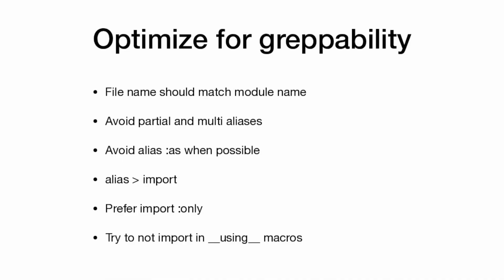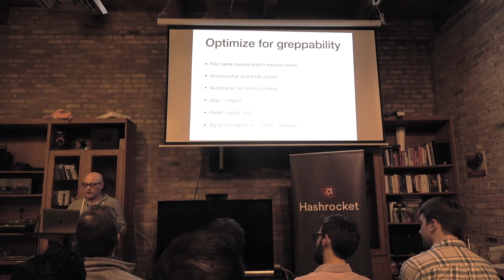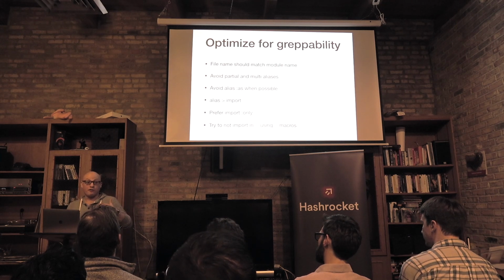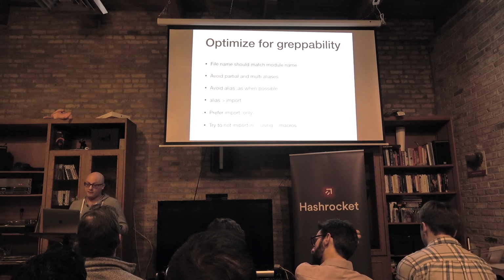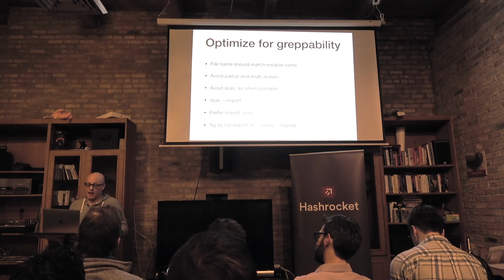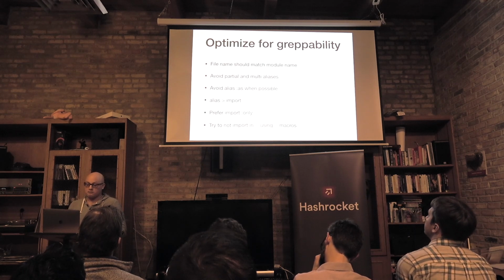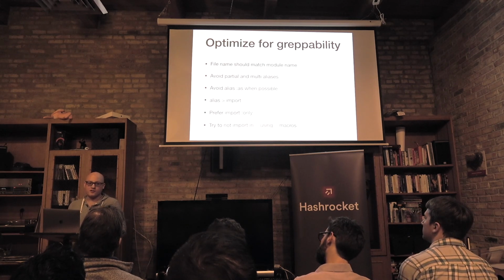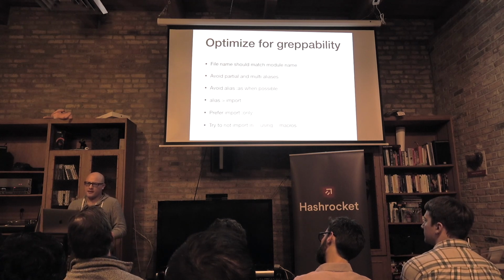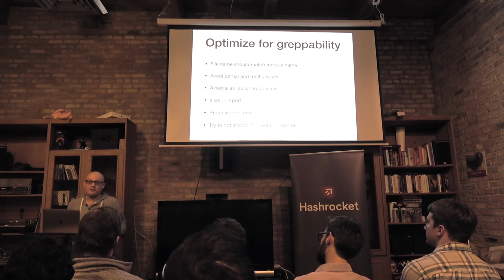And try not to import stuff in macros. And if you do import stuff in macros, you can unimport things. I didn't list that here, but in the same way that you can import the functions, you can say import only, and then give it an empty list. What that'll do is actually unimport all the functions from that namespace that you've imported. And I find that that's very helpful in not polluting the caller's namespace. Just having a whole bunch of functions show up in your namespace just isn't usually what you want. Sometimes it is, but not always.